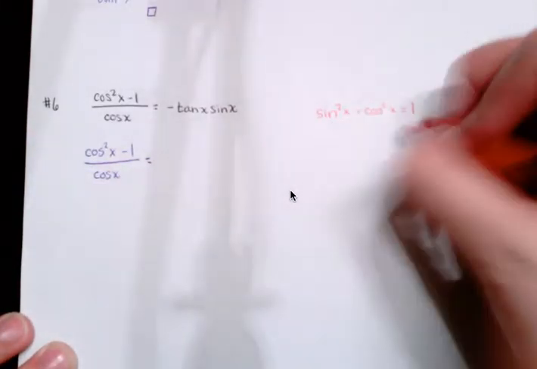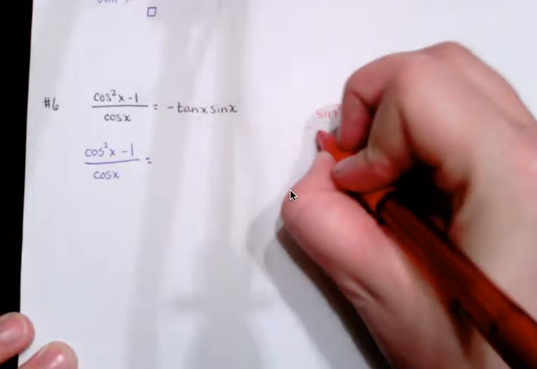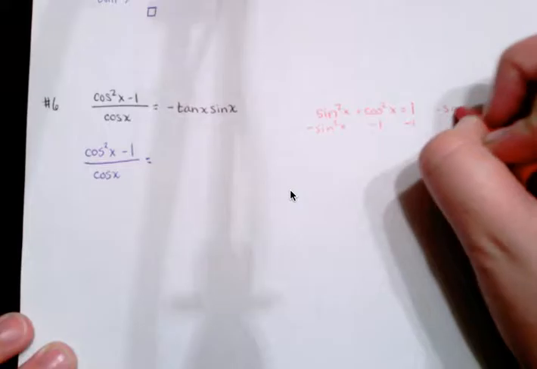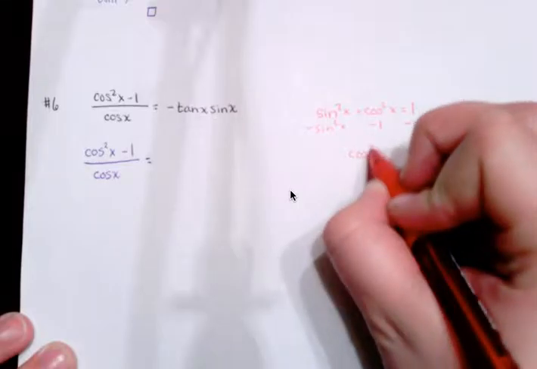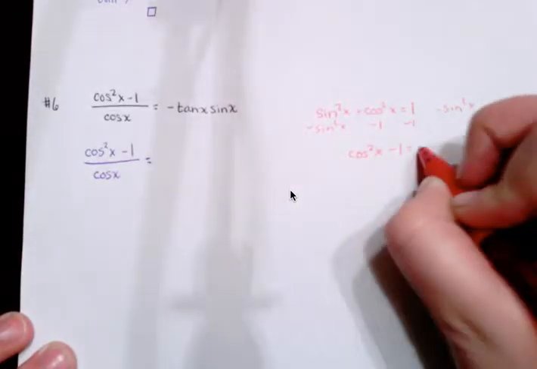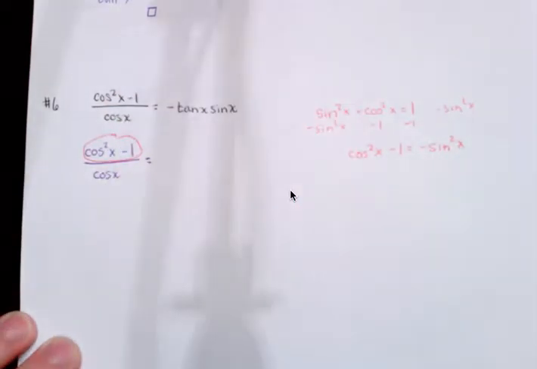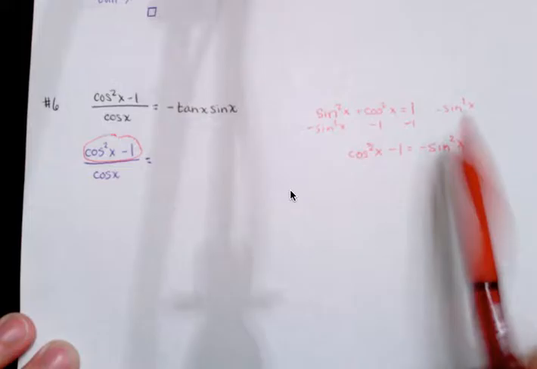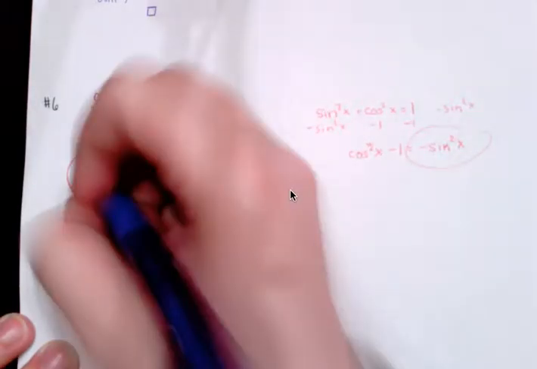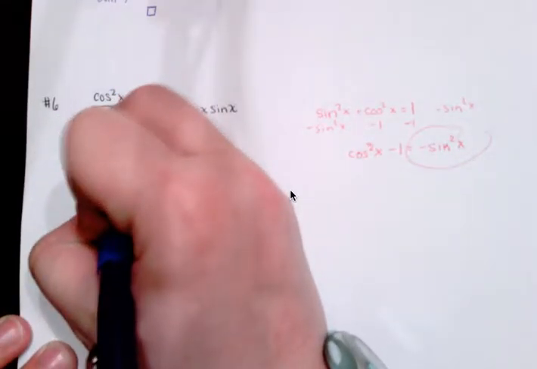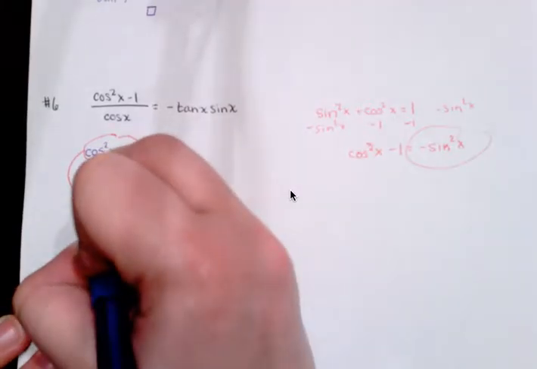Well, I have cosine squared x minus 1. So what I want to do is solve this. So I'm going to minus 1, and then minus sine squared. I know just from that, when I solve this, I get cosine squared x minus 1 equals negative sine squared x. So this is a trig identity. It just rewrote the trig identity. So I know cosine squared x minus 1 is equal to negative sine squared. So I'm going to replace the top with negative sine squared of x over cosine of x.